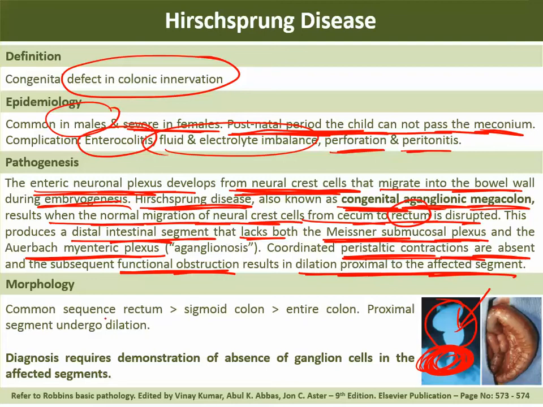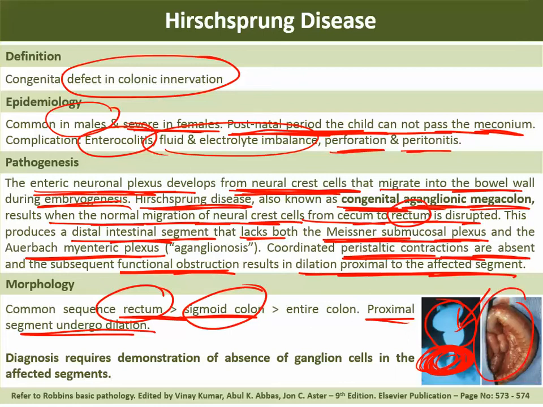It is commonly seen in the rectum, followed by the sigmoid colon. If it is very severe, it can affect the whole colon. Remember, the proximal segment goes for dilation. So they take a biopsy, or they cut the affected segment. Sometimes if the proximal segment is too dilated, they remove that also. They give the dilated and the affected segment to histopathology.